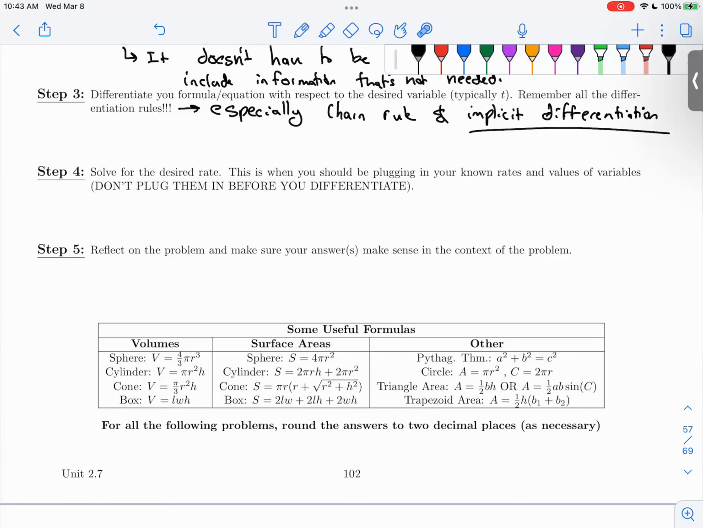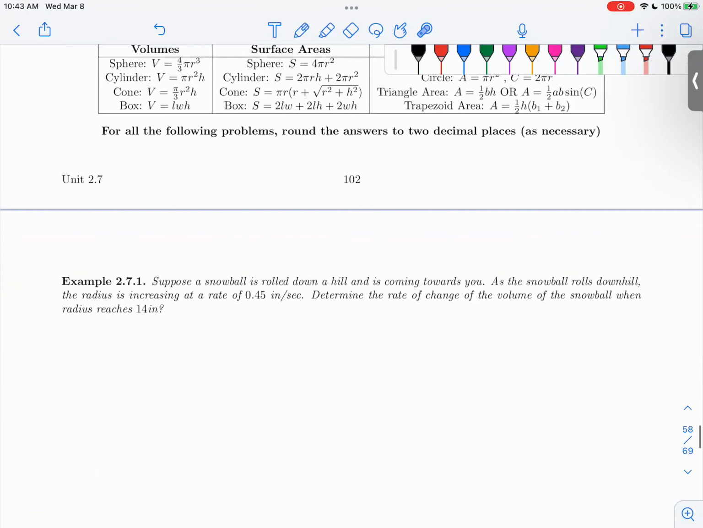All right, let's do our first related rates problem. Suppose a snowball is rolling down a hill and coming towards you. As the snowball rolls down the hill, the radius is increasing at a rate of 0.45 inches per second. Determine the rate of change of the volume of the snowball when its radius reaches 14 inches.